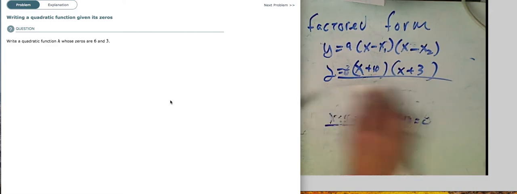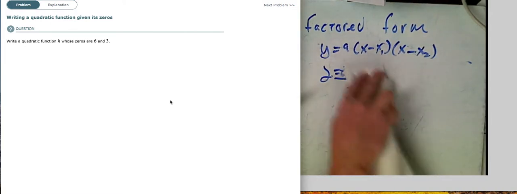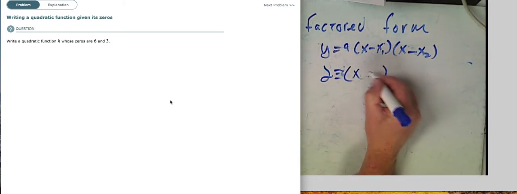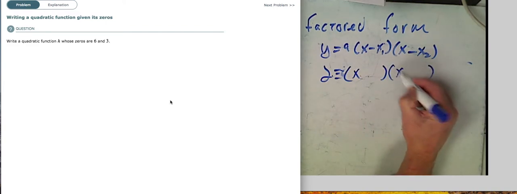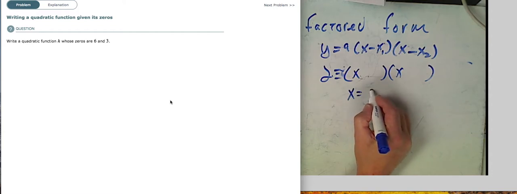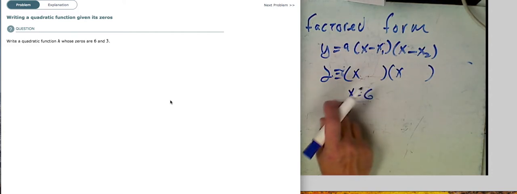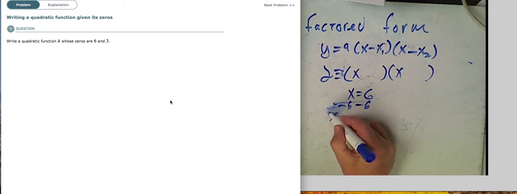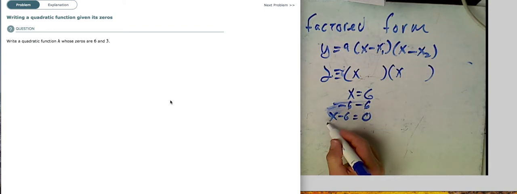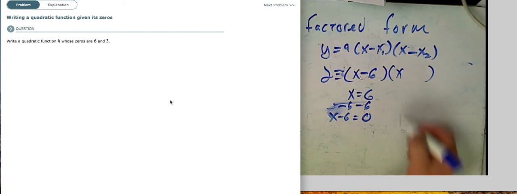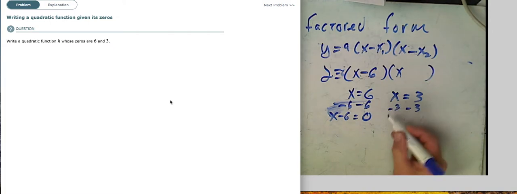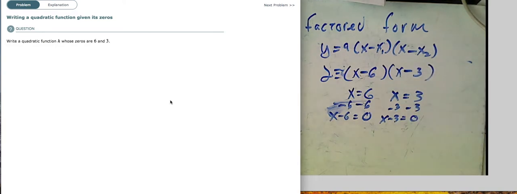Okay, we want one whose zeros are 6 and 3. Some of you guys have probably already done this in your head because you know that it's going to end up being the opposite of that. But here we go. So my zero is 6. So I'm going to make that equal 0. So I'm going to subtract 6 from both sides. I'm going to get x minus 6 equals 0. And so my factor is going to be x minus 6. And my other factor, or 0, is x equals 3. So I'm going to subtract 3. And I'm going to get x minus 3 equals 0. So then I know that factor is going to be x minus 3.